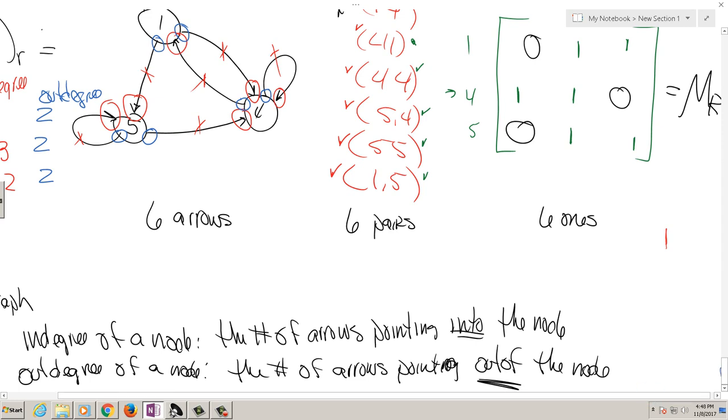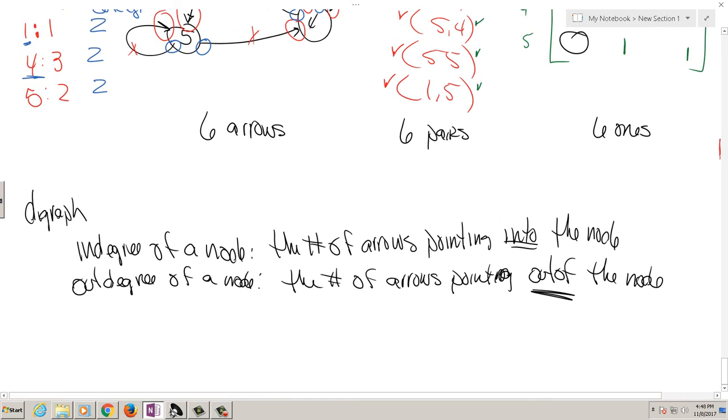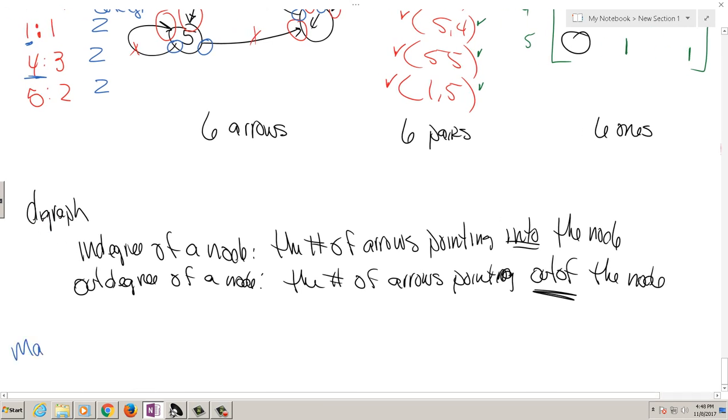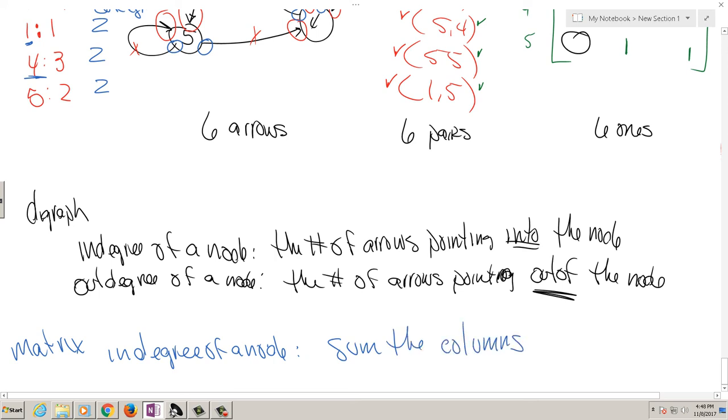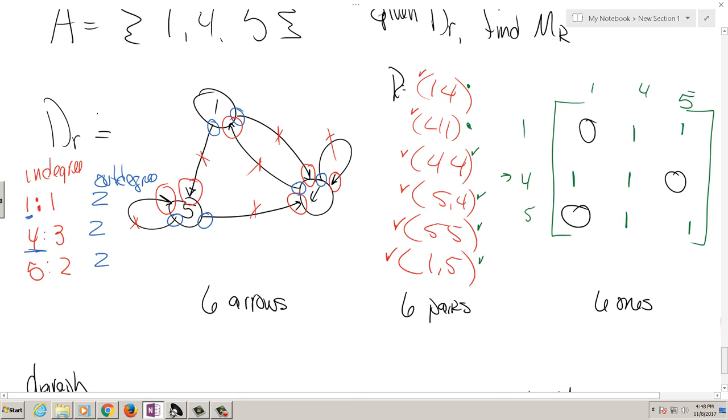If in a digraph the in degree of a node is the number of arrows pointing into a node, in a matrix the in degree of a node can be calculated by adding up the columns. So we are going to sum the column to find the in degree of a node. We're going to sum the columns, which means that I'm going to come up here and I'm going to sum the columns. So 0 plus 1 plus 0 is 1. 1 plus 1 plus 1 is 3. 1 plus 1 is 2.